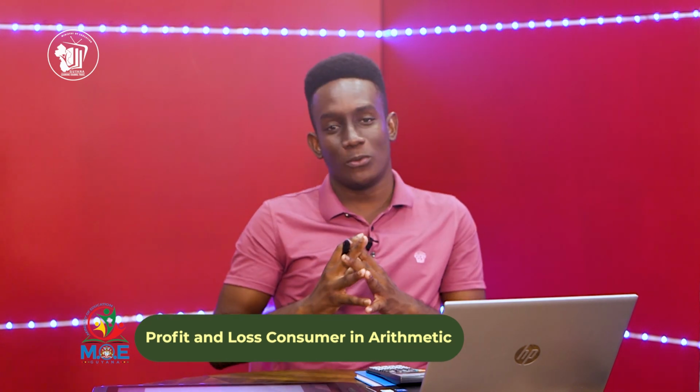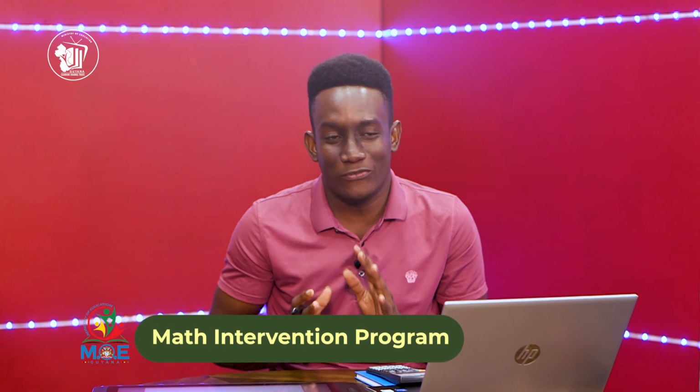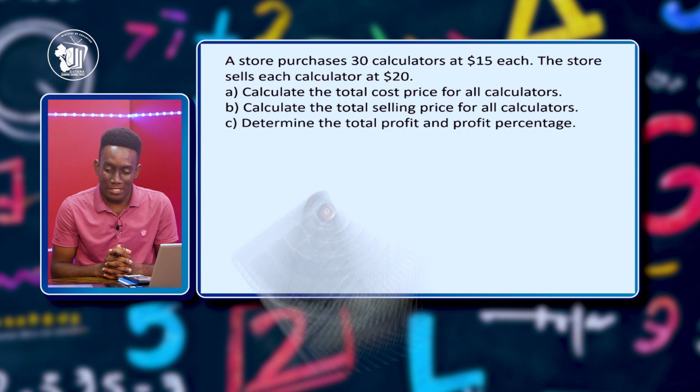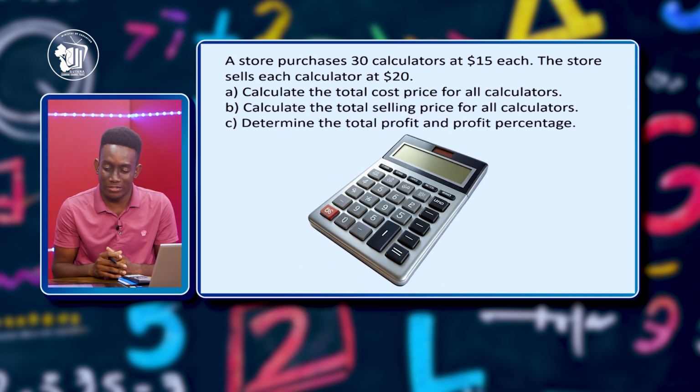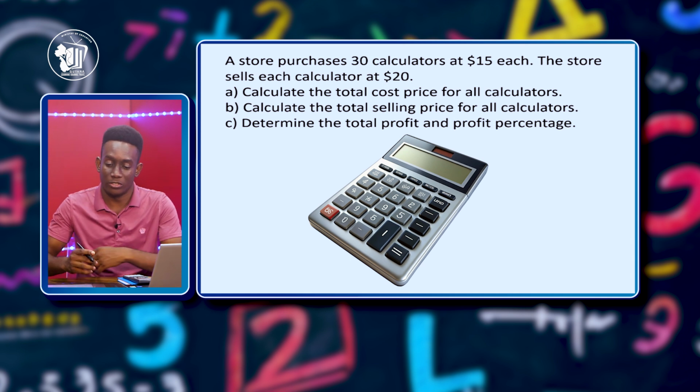Now let's wrap up with this final question that will be slightly different from the ones that we did just now. This question says, a store purchases 30 calculators at $15 each. The store sells each calculator for $20. A, calculate the total cost price for all calculators. So they want the total price that the calculators were initially bought for.